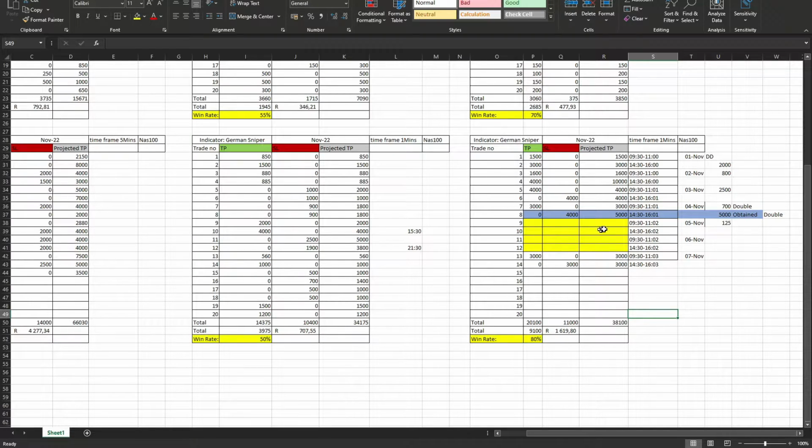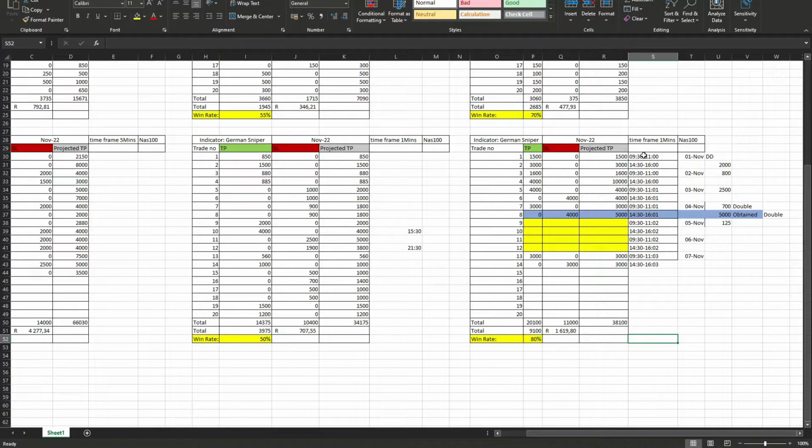This yellow block over here indicates that it was a weekend. So even over 10 trades, we managed to get 1,619 Rand with an 80% win rate. The total loss was 11,000 pips. That is close to the loss that was obtained when you were trading every single trade on the 1 minute time frame. But the take profit is 20,100 pips, whereas the take profit when trading every trade is 14,375. That is why if I was trading this on NAS 100, I would be using the 1 minute time frame between 9:30 and 11 and 2:30 and 4.